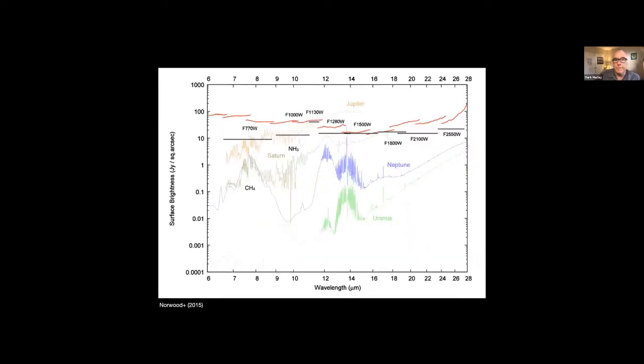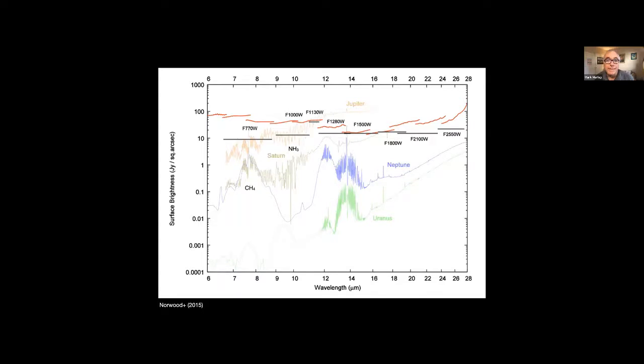Then further out, beyond 6 microns, we are in the range of thermal emission. We start to see molecular features from methane, now in emission, I'll come back to that point, and ammonia, notably around 10 microns for Jupiter and Saturn. For Uranus and Neptune, they're so cold, the ammonia is all condensed out deeper in the atmosphere, so we don't see it. And instead, the pressure-induced opacity from hydrogen starts to be more important.